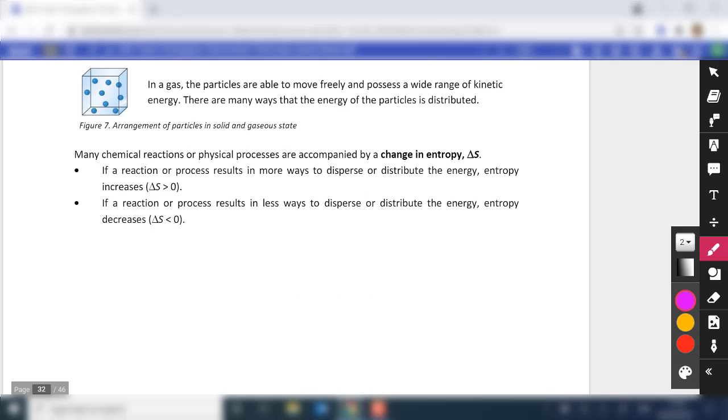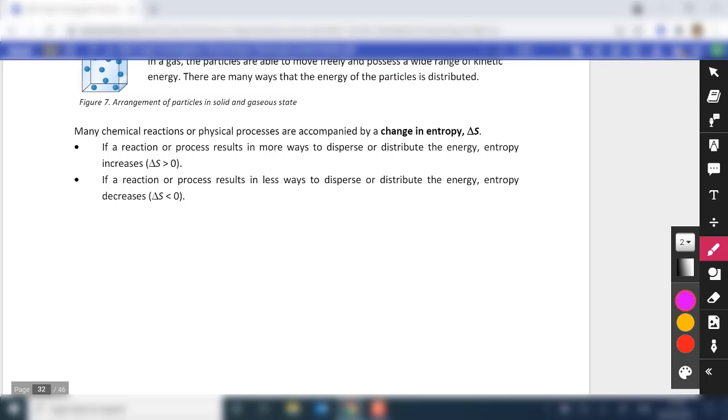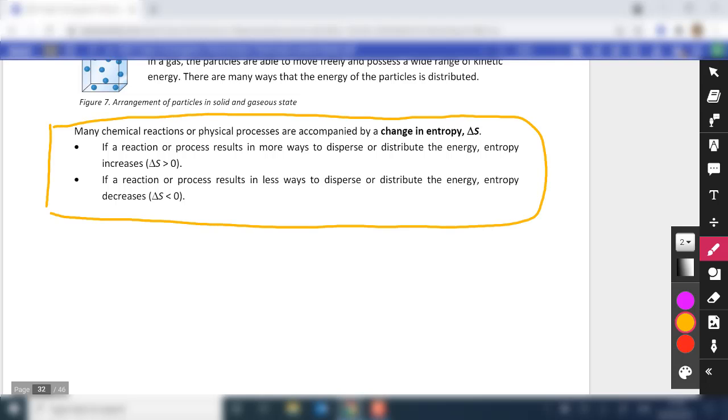Okay, this particular part might be something you want to take note of. So many chemical changes or physical processes are accompanied by a change in entropy. If you go from an initial state where there are fewer ways to disperse or distribute energy to a final state where there are more ways, then you expect a positive entropy change. The other way around, when you go from more ways of distributing energy to a final state where there are fewer ways, the delta S will become less than zero.